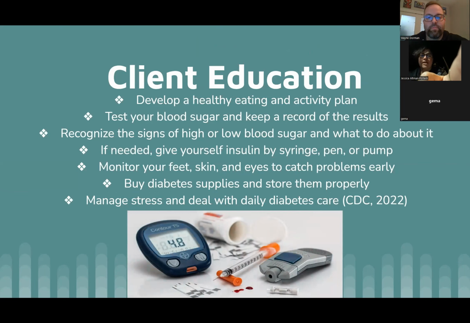And under client education, you would want to teach them to develop a healthy eating and activity plan, test their blood sugar and keep record of the results, recognize the signs of high and low blood sugar and what to do about it. If needed, give yourself insulin by syringe, pen, or pump. Monitor your feet, skin, and eyes to catch problems early. Buy diabetes supplies and store them properly. And manage stress and deal with daily diabetes care.